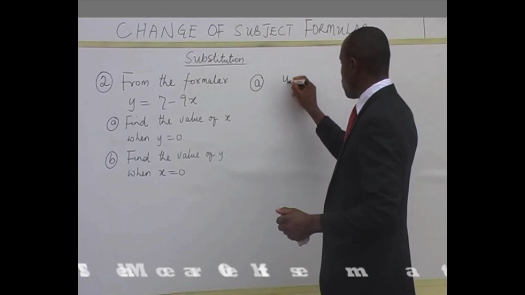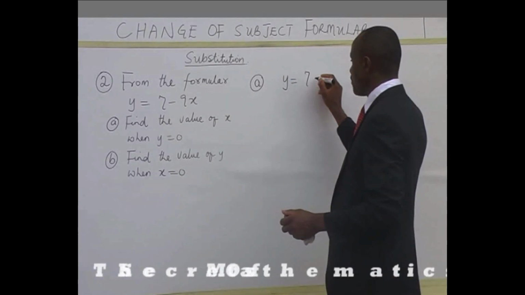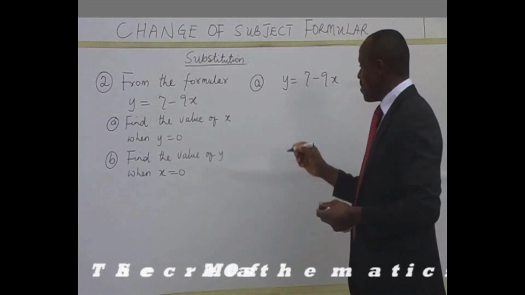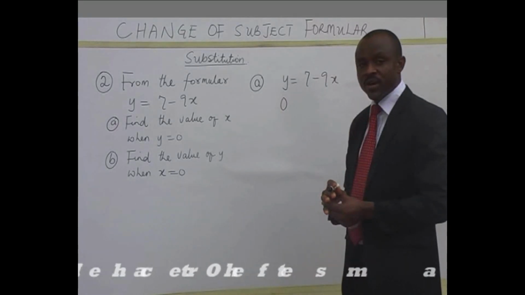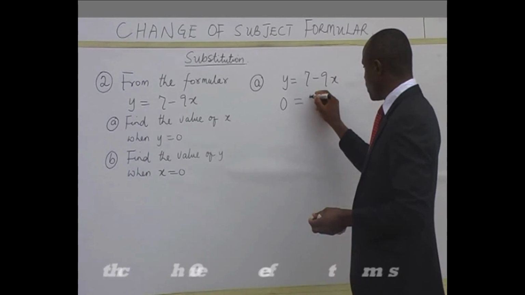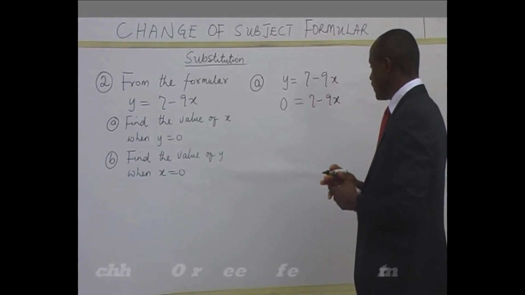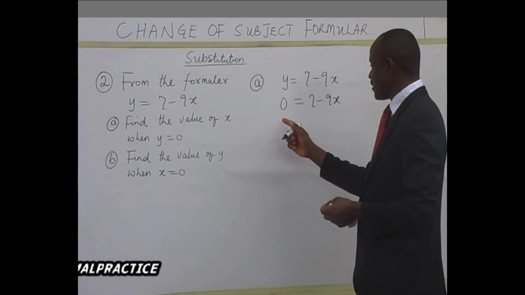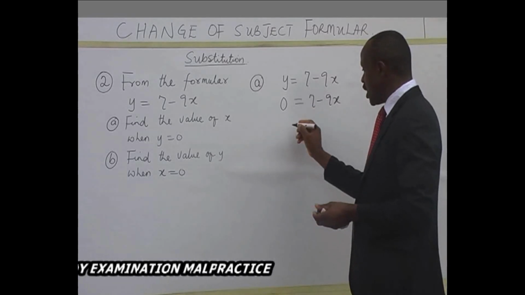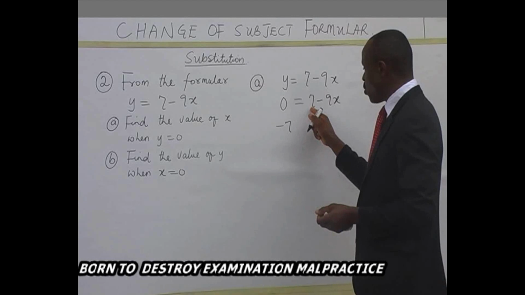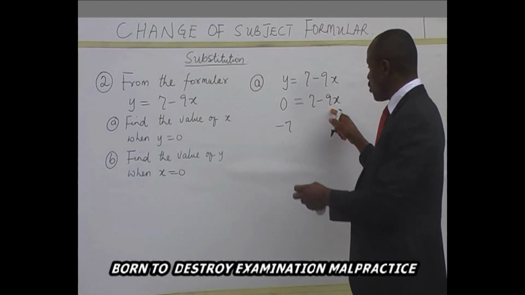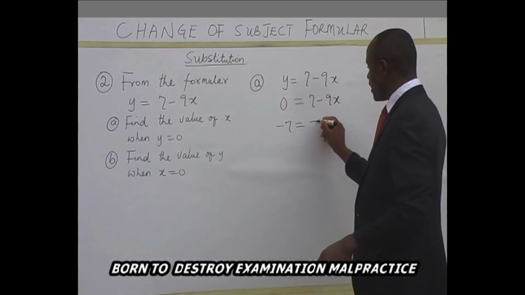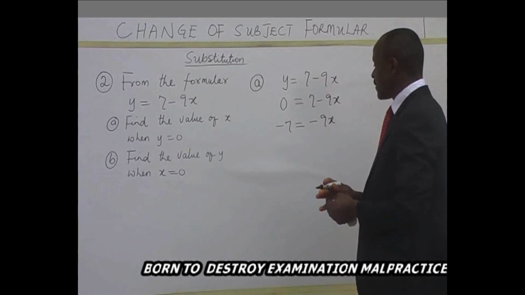The formula is y is equal to 7 minus 9x. When y is 0, it means where you see y, substitute it with 0. It's now 0 equals 7 minus 9x. Move this 7 from the right-hand side of the equation to the left-hand side, and it's going to give you minus 7. Remember, it was plus 7 on the right-hand side. So when you are moving it to the left-hand side, you change to minus. What you have left here is minus 9x.